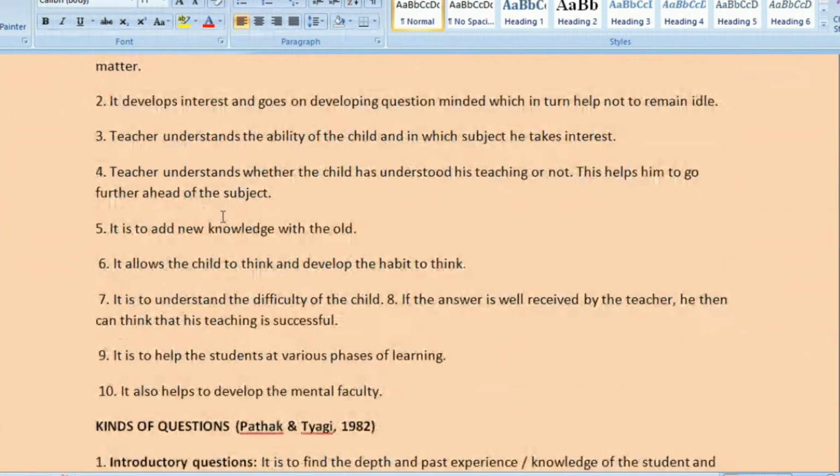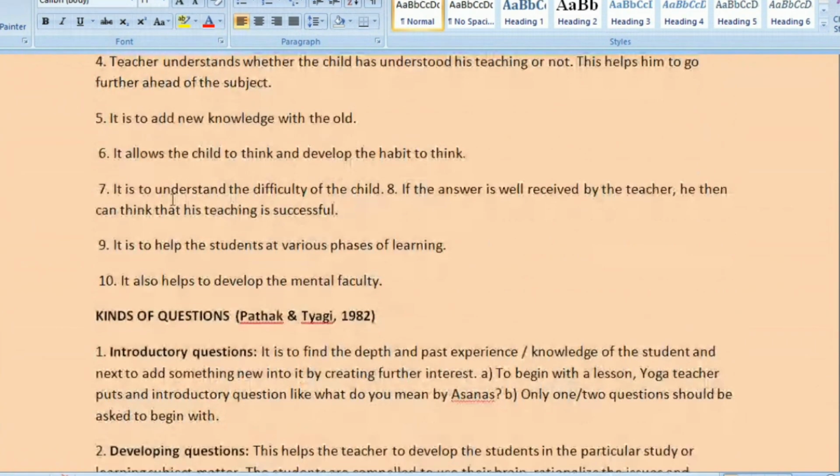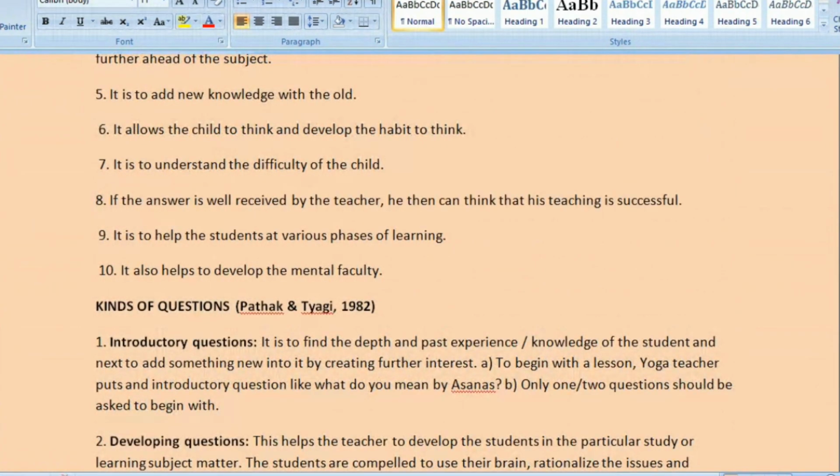Third, the teacher understands the ability of the student and in which subject he takes interest. Fourth, the teacher understands whether the child has understood his teaching or not. This helps him to go further ahead in the subject. Fifth, it is to add new knowledge to the old. Sixth point, it allows the child to think and develop the habit to think. Seventh point, it is to understand the difficulty of the child.